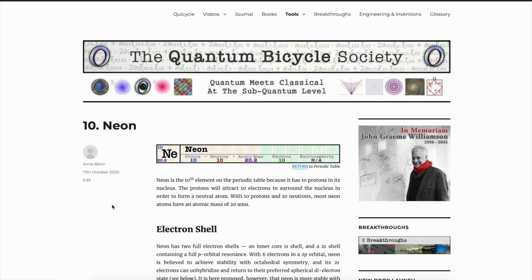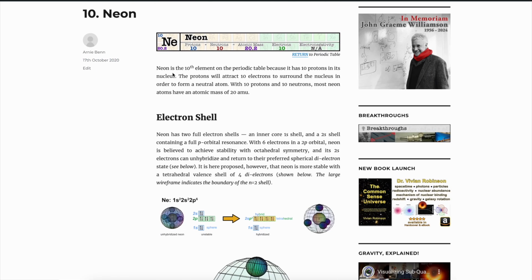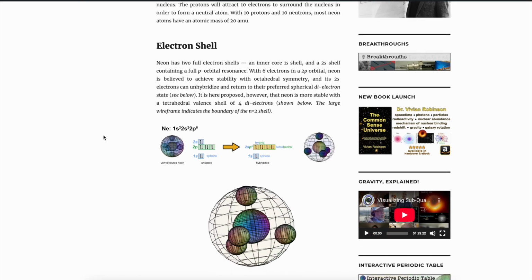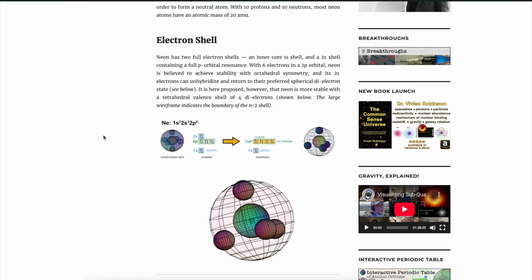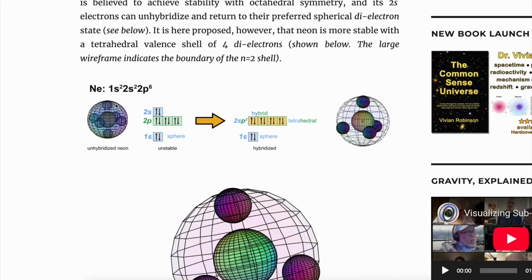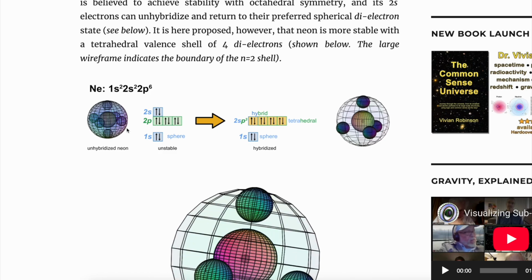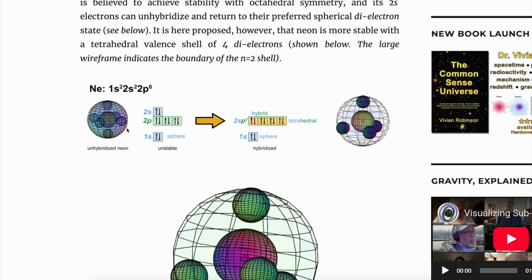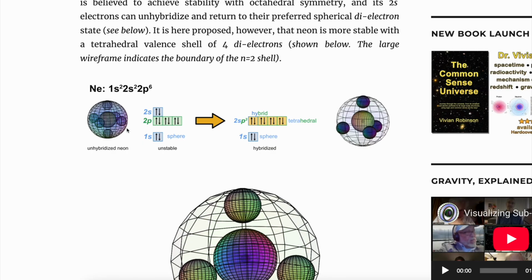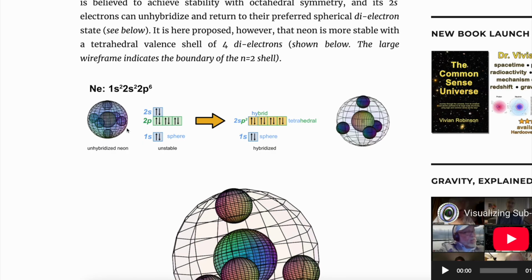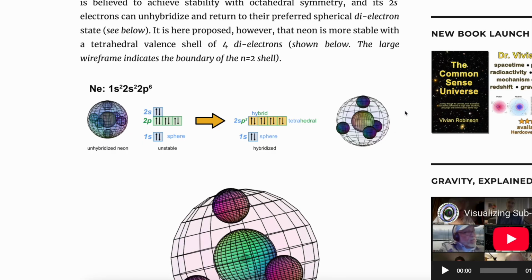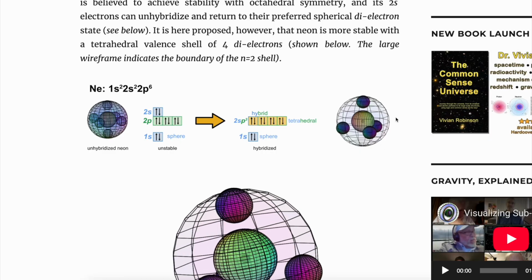Moving on to the end of the second row of the periodic table, neon is the 10th element, 10 protons, 10 electrons, 10 neutrons, an average mass of 20. Now we get to an interesting conversation. Does neon form this structure because it has a full symmetrical arrangement in its p orbital? It is our contention that it does not. It is our contention that it'll form a tetrahedral arrangement of 4 dielectrons.